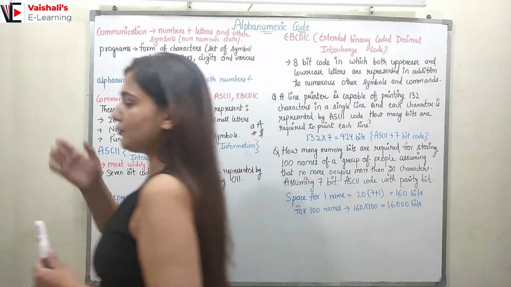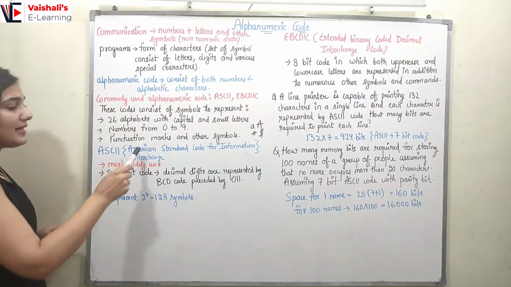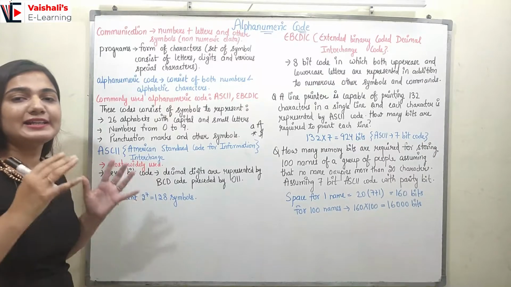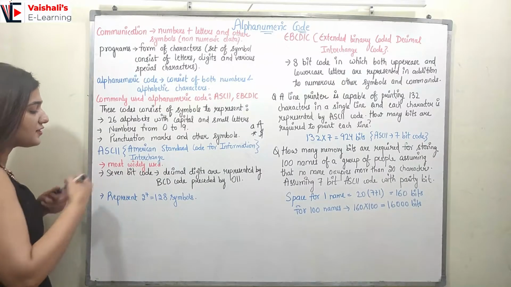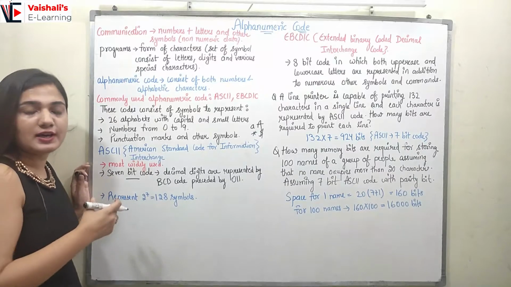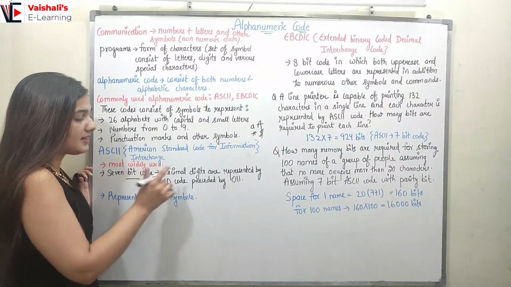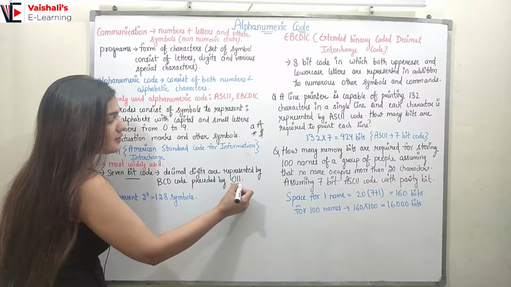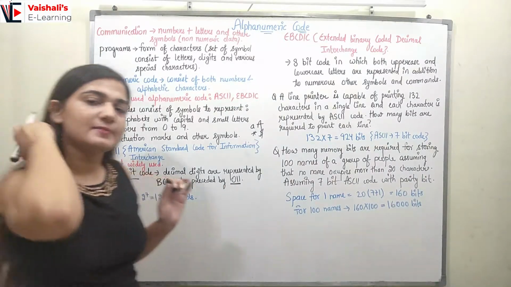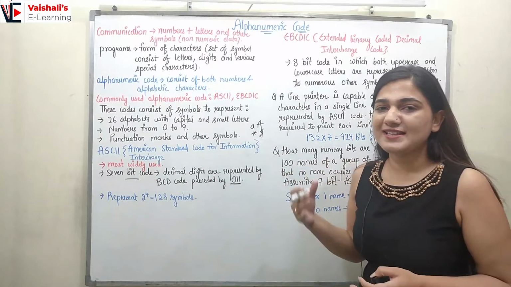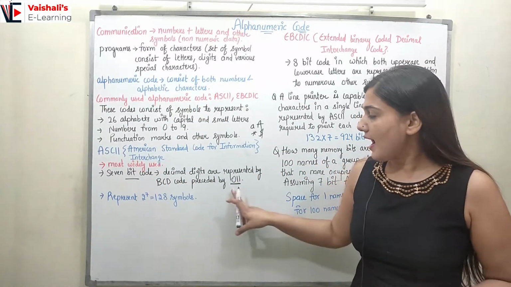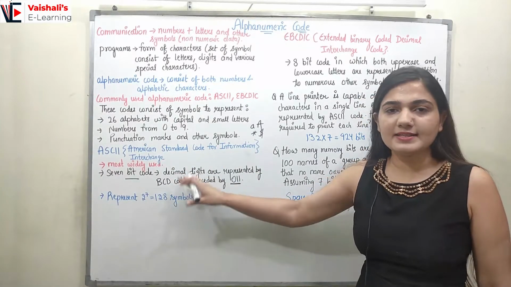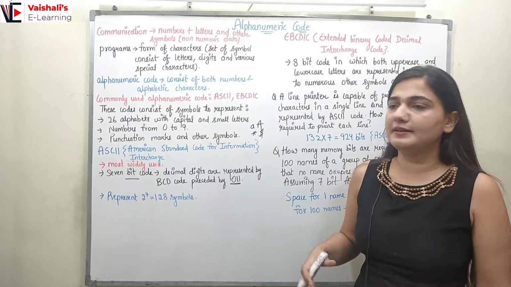Now coming to the ASCII code. What is the full form of ASCII code? American Standard Code for Information Interchange. It is the most widely used code, right? It consists of 7 bits. So each code will have 7 bits, and decimal digits are represented by BCD code preceded by 011. So whenever I have a decimal number, I have to take the BCD code for the decimal number and precede it by 011. In this manner, I can get the 7-bit ASCII code for a number from 0 to 9, right?